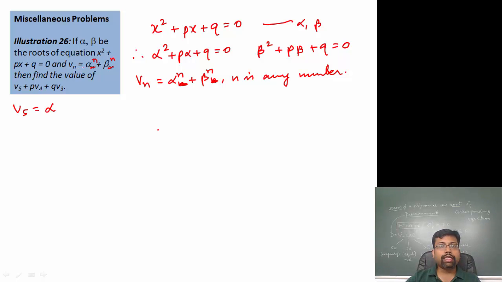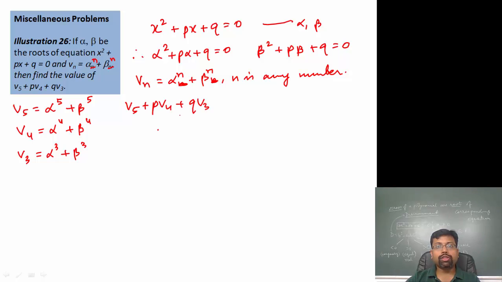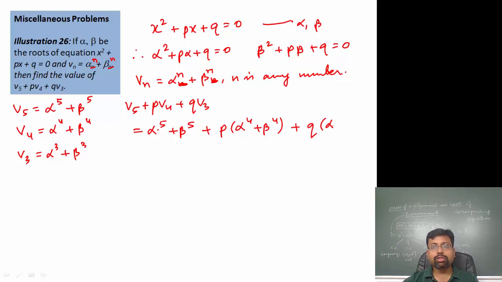Vn in the subscript is equal to alpha to the power n plus beta to the power n. This is what it is. So you have V5 is alpha to the power 5 plus beta to the power 5. Similarly, V4 will be alpha to the power 4 plus beta to the power 4. And V3 is going to be alpha to the power 3 plus beta to the power 3. Now what do we have to find? We have to find V5 plus PV4 plus QV3. And what is this? It's going to be alpha 5 plus beta 5 plus P into alpha 4 plus beta 4 plus Q into alpha 3 plus beta 3.